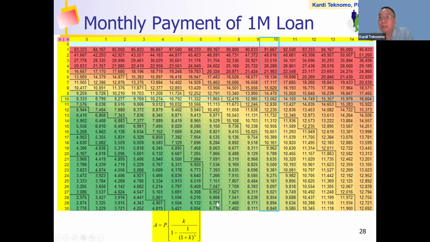But imagine if for 30 years, if you don't pay any interest, you're supposed to pay only 2,700 pesos per month. With 15% interest, you're supposed to pay 12,600 per month. Wow, how many times compared to this one? 2,700 to 12,000.